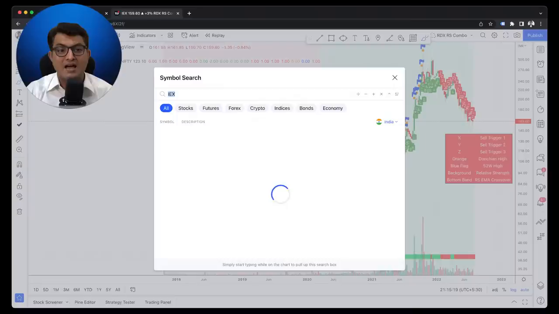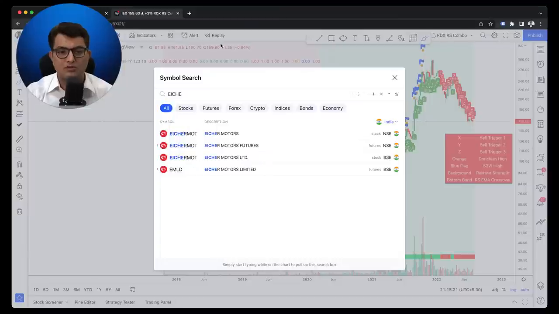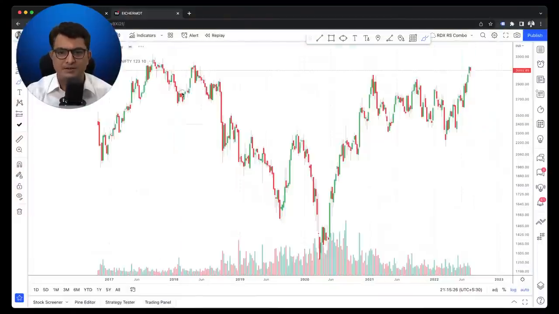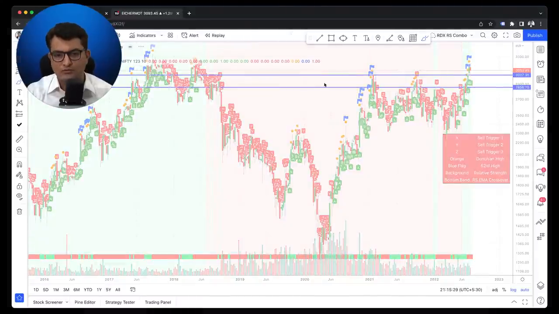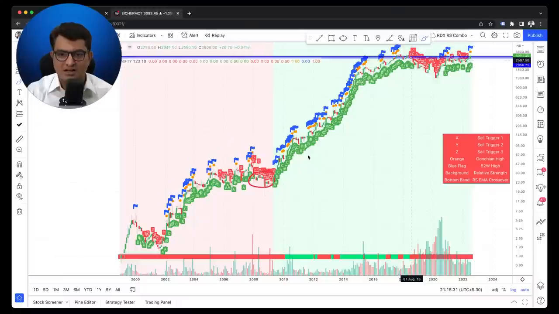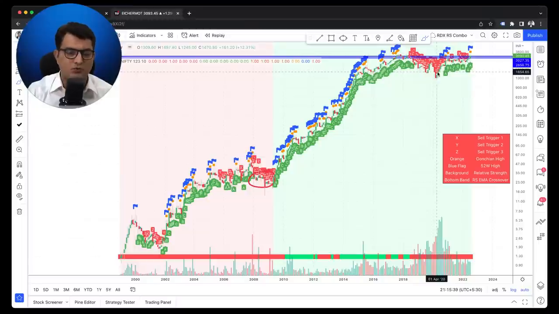And same way, Eicher Motors, in 2018 there were some problems in the auto industry, it will give you an exit in that particular period also, right? So if you see the Eicher Motors chart, from this 2009 period to 2018, you are pretty much riding it. And then for 2 years when the growth was missing, you were able to exit it. So this is how I use these indicators.